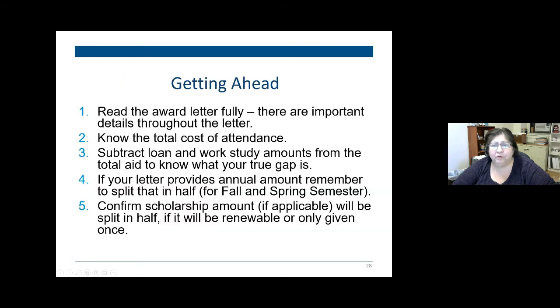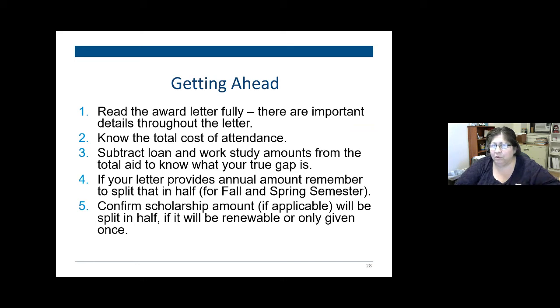So just make sure to read your award letter carefully. Number one, read your award letter fully. There are important details throughout the letter. Know the total cost of attendance. Subtract work study, loan and work study amounts from the total aid to know what your true gap is. So the gap will be how much are your charges minus how much is your aid, and then you know how much you owe.